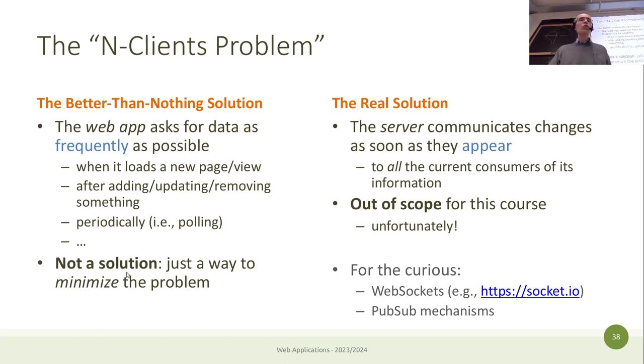It's not really a solution in the sense that, I mean, we are not notified of the fact that somebody has changed something on the server, right? That would be the best option, the real solution. The server communicates changes as soon as they appear. But unfortunately, it's out of scope of this course, okay? Because it's more complex. You need to always have an open channel with the server and a two-way protocol and so on. And the HTTP protocol has been designed to be a client-server protocol. So the client has to initiate the request, okay? It's not that the server can send you stuff, okay?